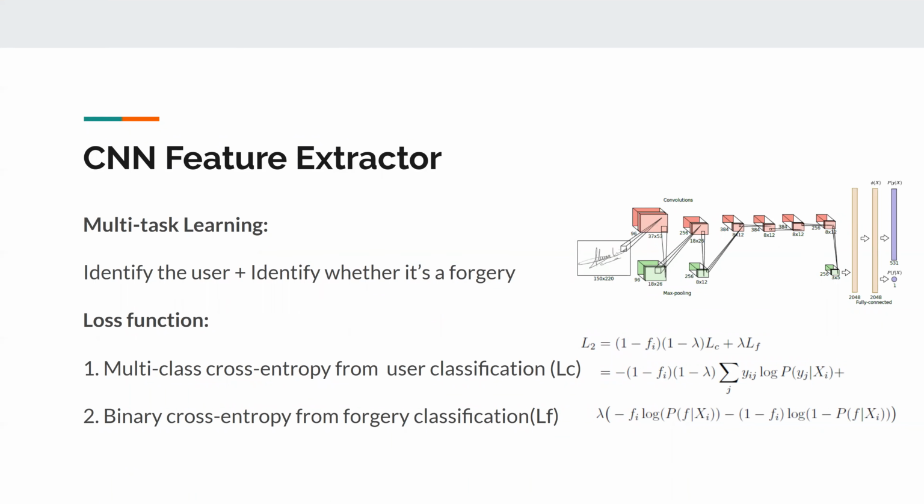We employ multitask learning in our CNN model, namely, both to classify the user and identify whether it's a forgery. Therefore, our loss function is the weighted sum of the 2 cross-entropy losses. Note that we subtracted the multi-class cross-entropy loss of forgeries because we don't really care which user the forged signature belongs to if we identified it to be a forgery.